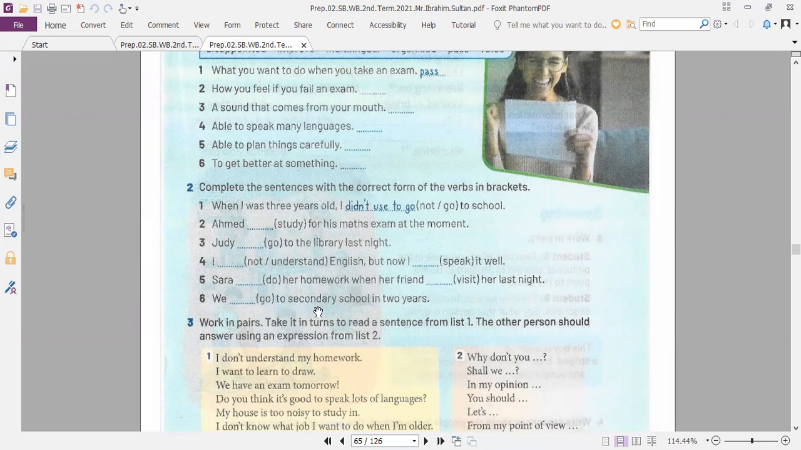Number 6. We go to the secondary school in 2 years. We are going. Okay, we are going to go to secondary school in 2 years. We can say we are going because we can use the present continuous to express the future. Okay, now we finished explaining unit 12.